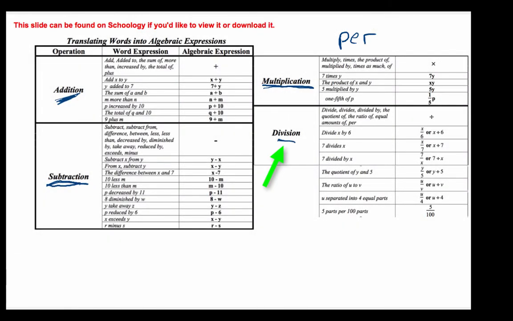And then here we have some division situations. Words like quotient, divided by, divides. Ratio is another word for division. And here you have a couple interesting ones down here at the bottom. Separated into equal parts. That's what division is. 5 parts per 100 parts. Okay, you're dividing 5 things into 100 parts.